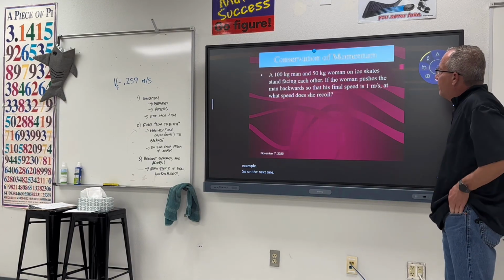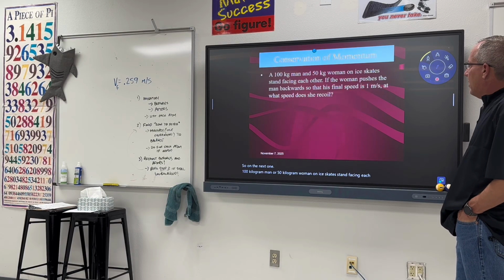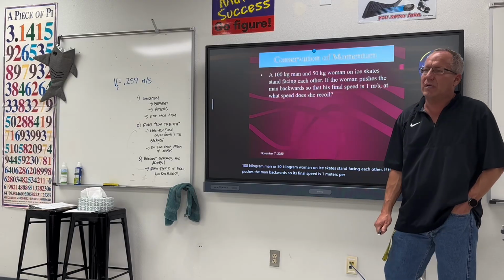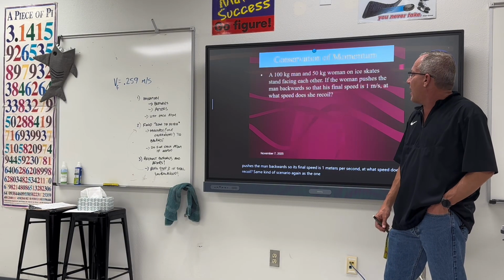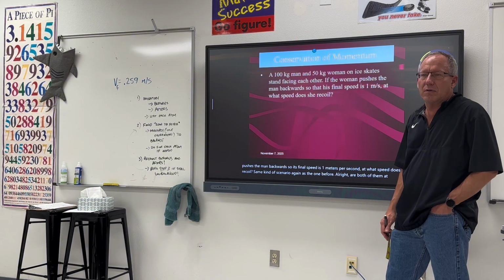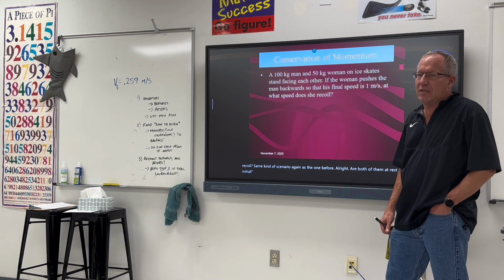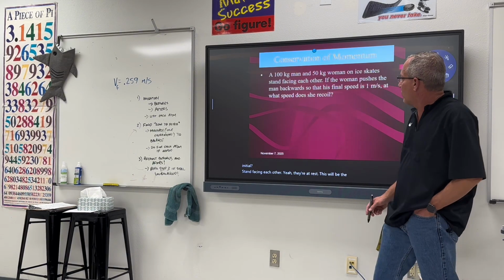A 100 kilogram man and a 50 kilogram woman on ice skates stand facing each other. If the woman pushes the man backwards, so his final speed is 1 meter per second, at what speed does she recoil? Same kind of scenario again as the one before. Are both of them at rest initially? Yeah, they're at rest. This will be the zero on the initial side. So we'll run through that.